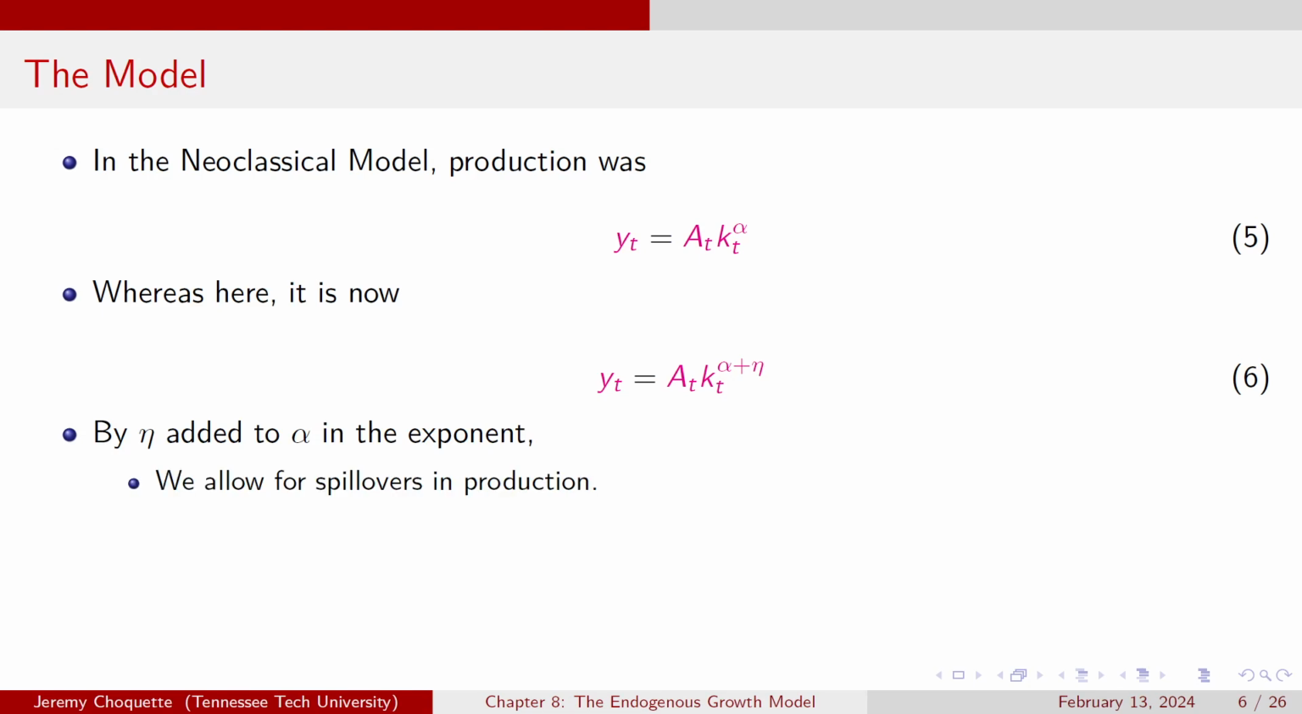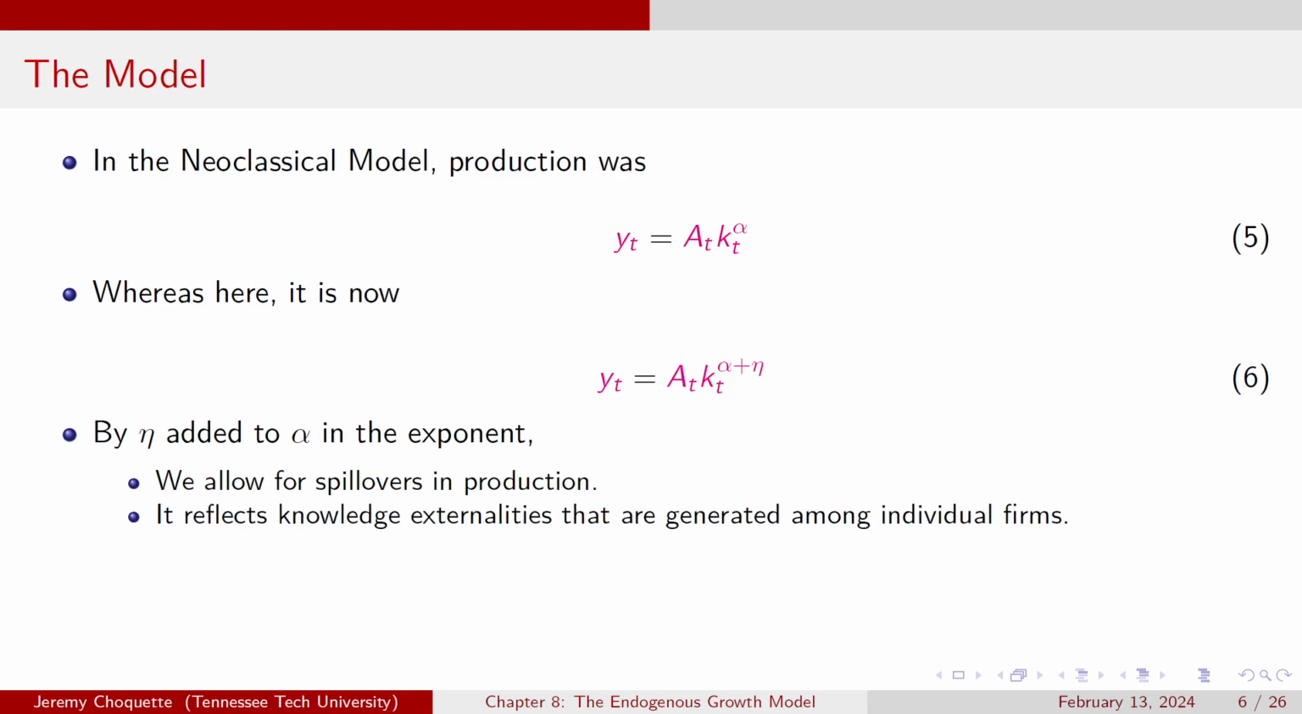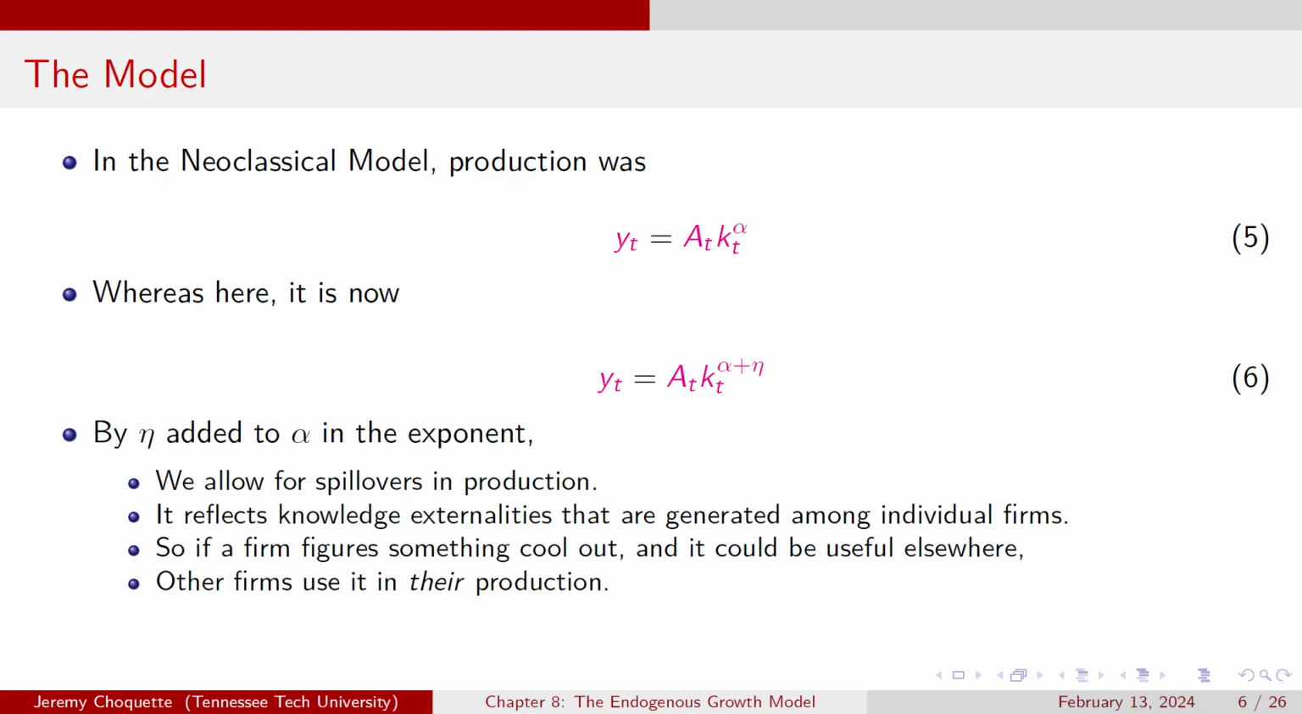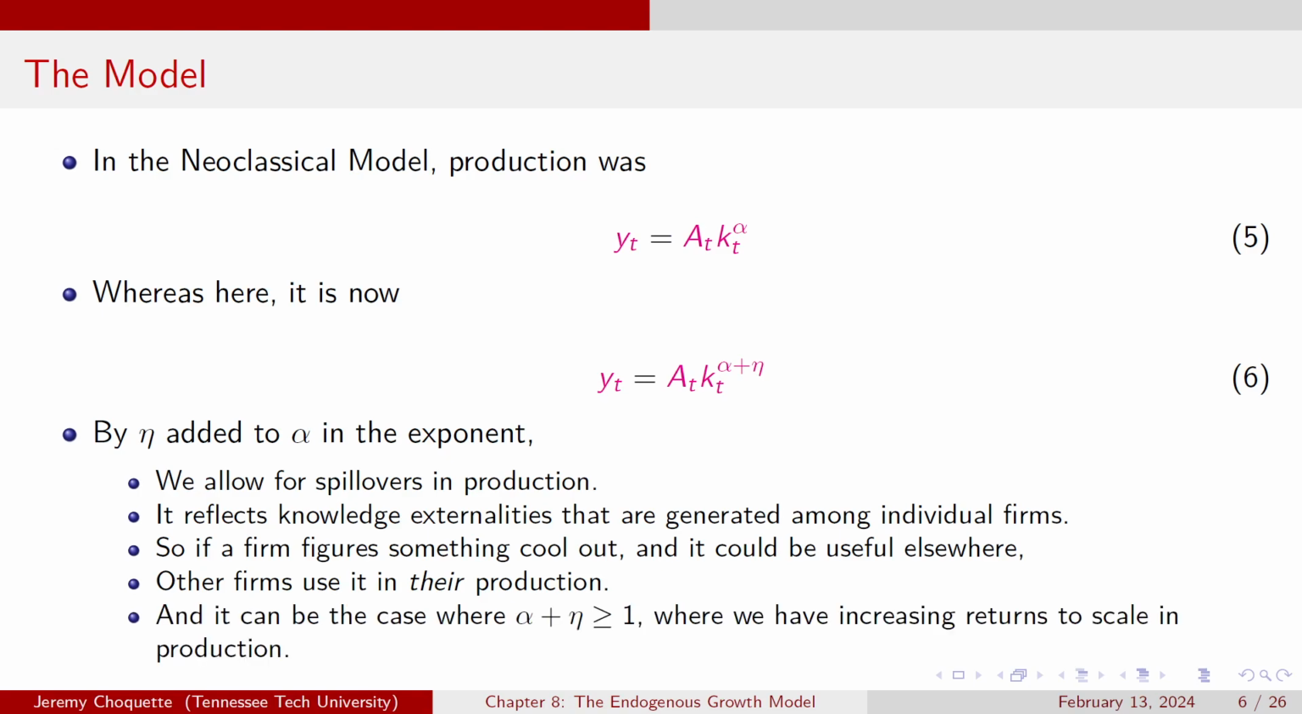What this is, is spillovers in production. So this is like a set of knowledge externalities that get generated among individual firms. So if a firm figures something cool out and it can get used somewhere else, other firms use it in their production. And it can be the case where, say, alpha plus eta is greater than 1, and then you'd have increasing returns to scale in production.